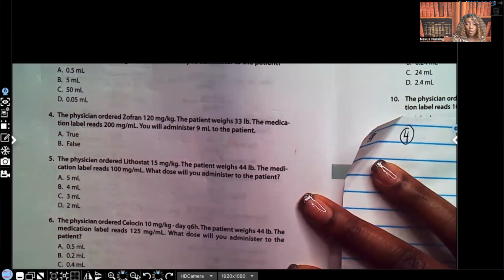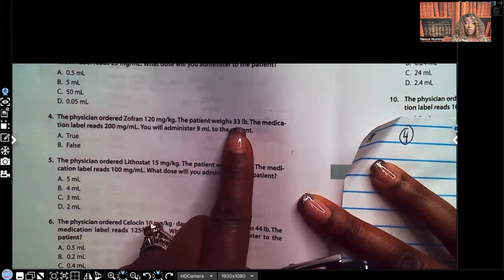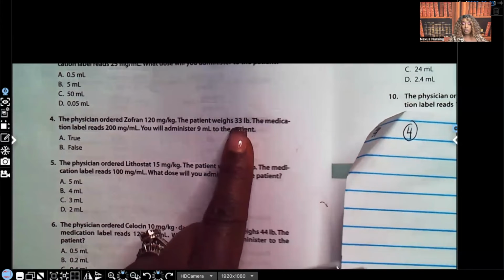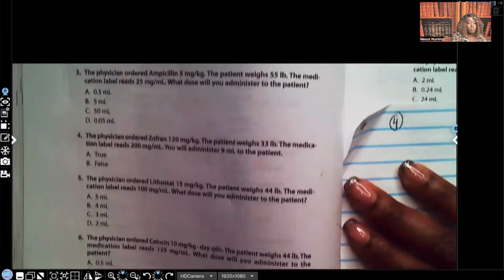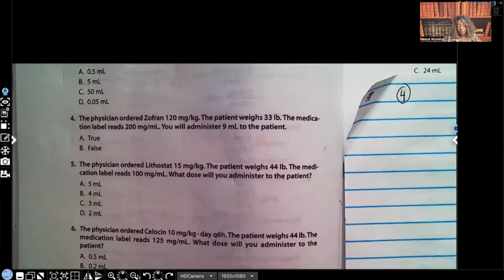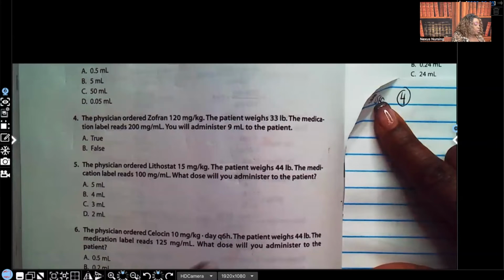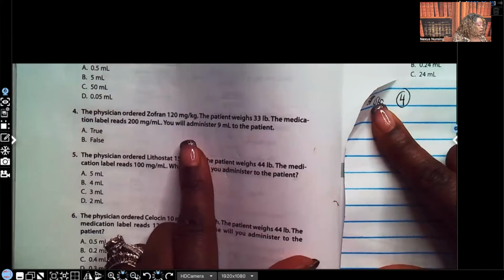What is the first thing we're going to do? We're going to turn that pound into kilograms. So that 33 pounds, do 33 divided by 2.2. And that gives you 15. So we know our kid weighs 15 kilograms. Now that we know the kid weighs 15 kilograms, let's start our math.